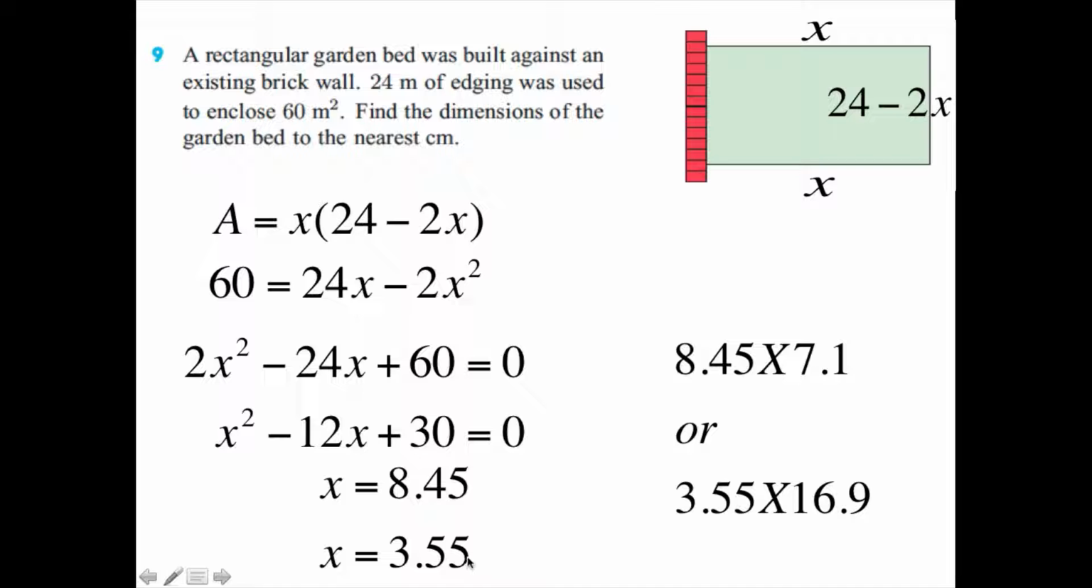Or another value for x is 3.55. So if you put 3.55 in here, then this would also be 3.55. And then 24 minus those 2 sides will give you this one. And that works out to 16.9. So it could also be 3.55 by 16.9. Those could also be dimensions. So in this case, there's 2 possibilities.